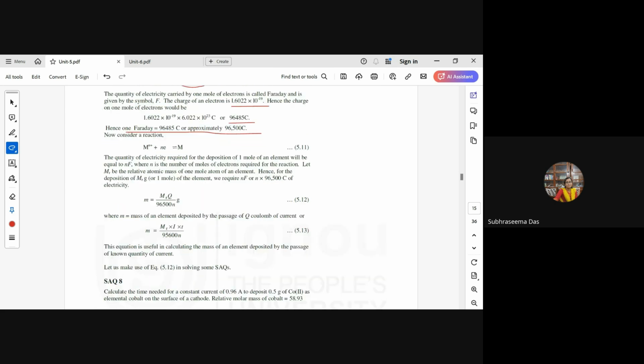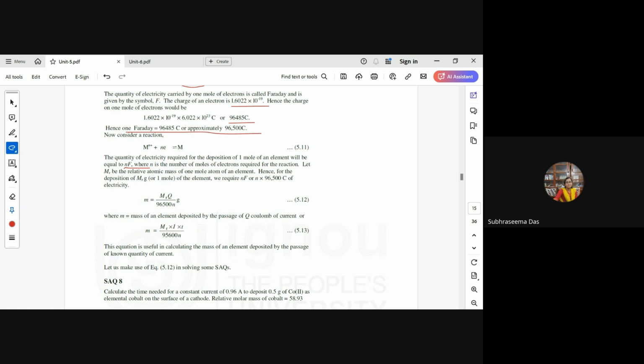Now let us consider a common equation: M^n+ takes n electrons to give M. The quantity of electricity required for deposition of 1 mole of an element will be equal to nF, where n is the number of moles of electrons required for the reaction. Let Mr be the relative atomic mass of 1 mole of the element. Hence, for deposition of Mr, or 1 mole of the element, we require nF of electricity.